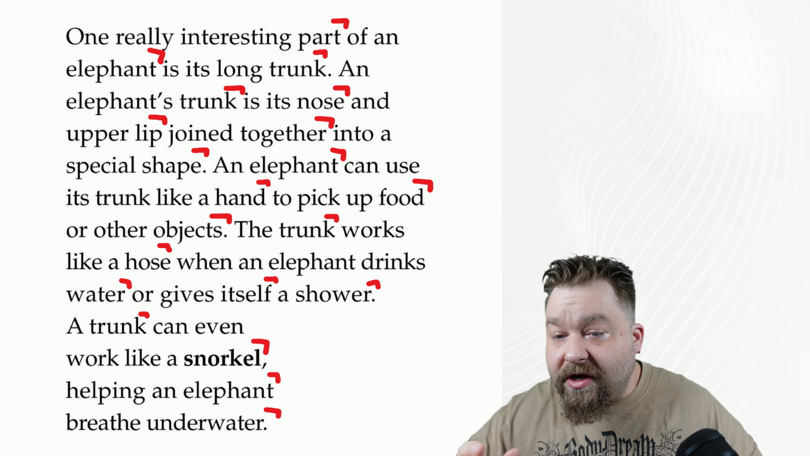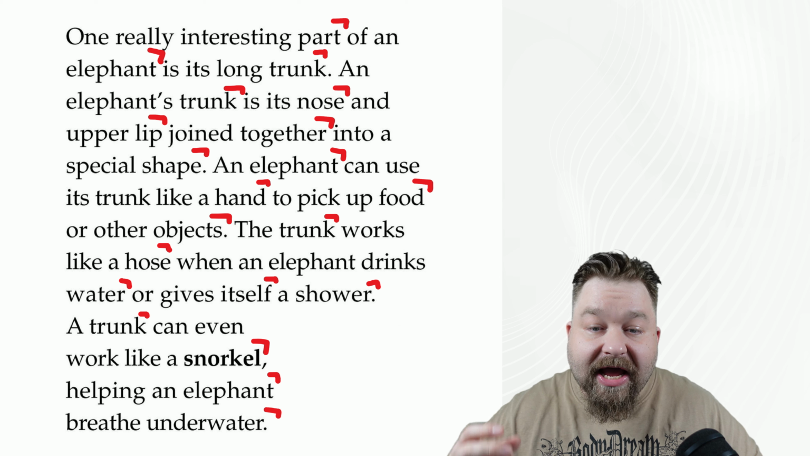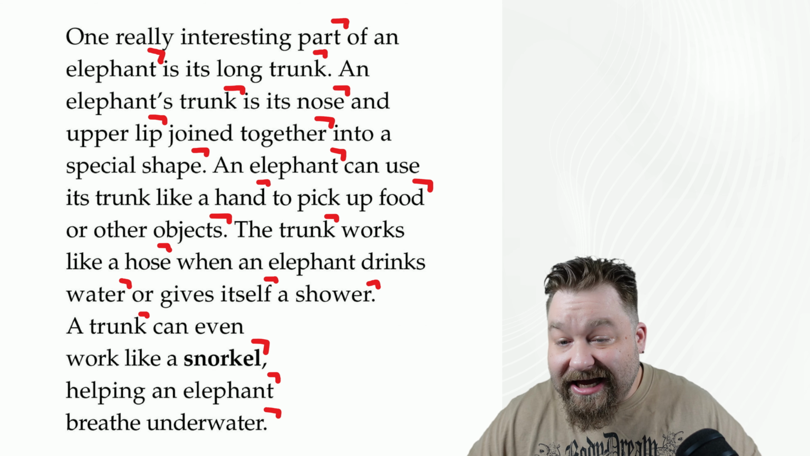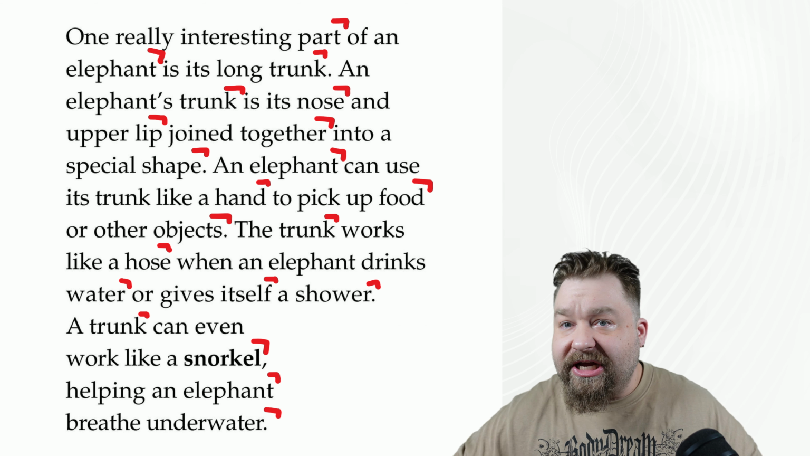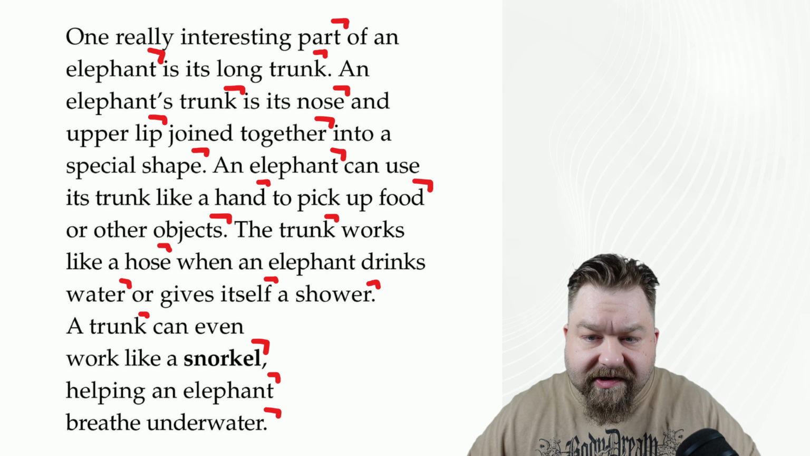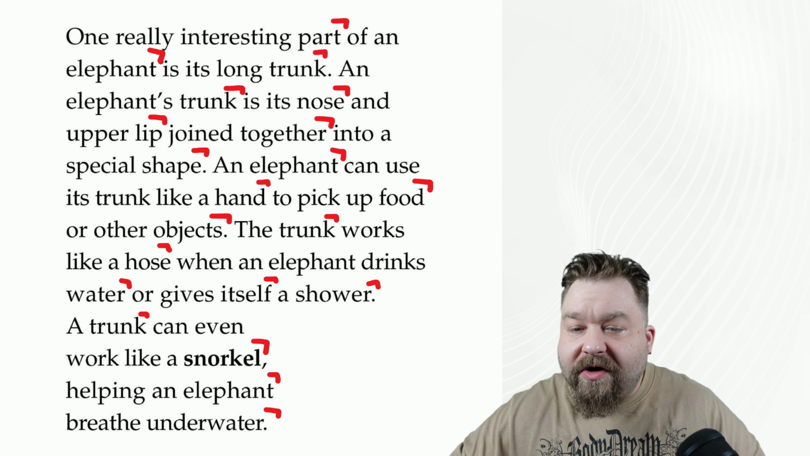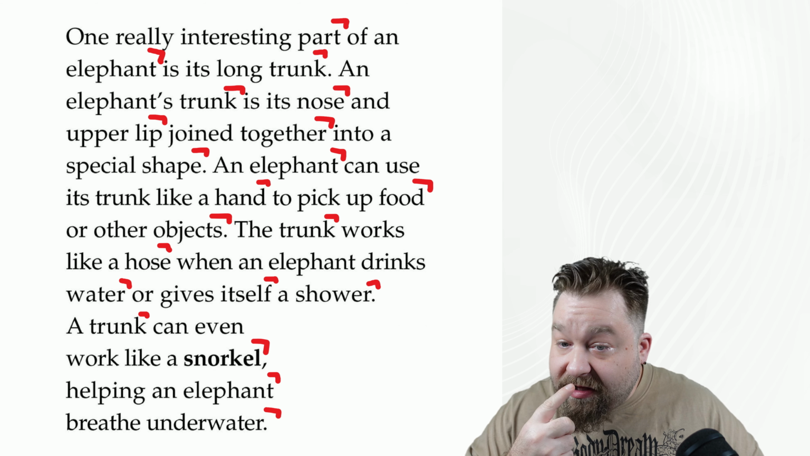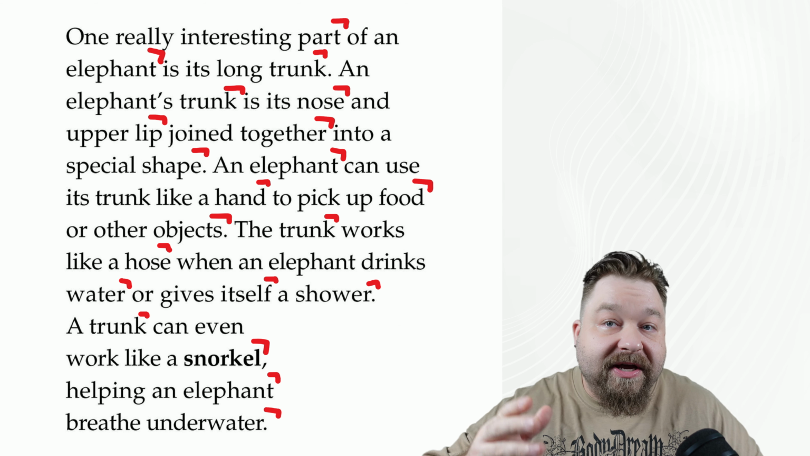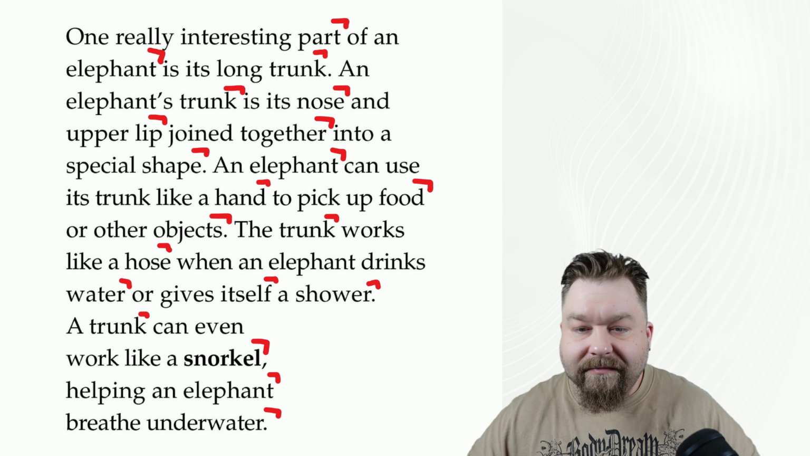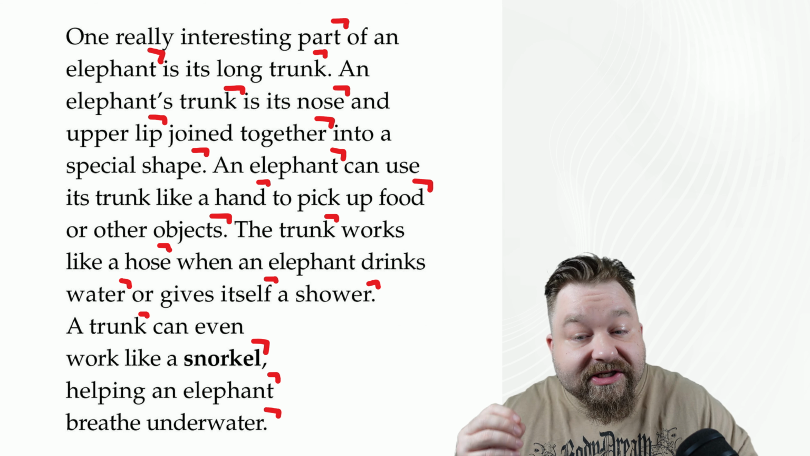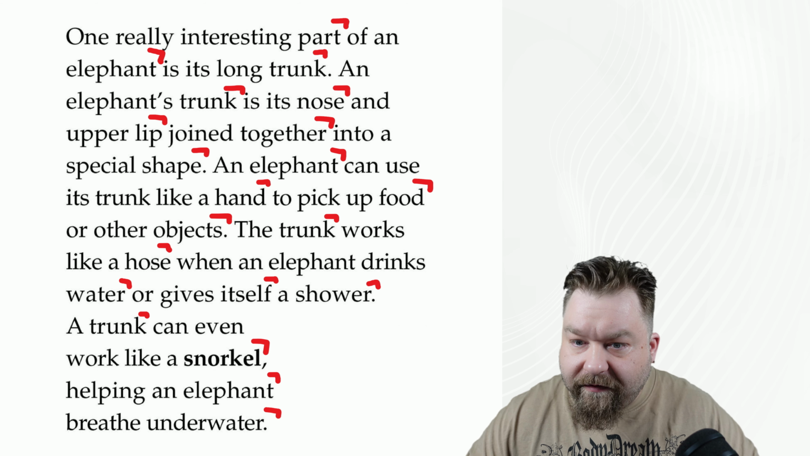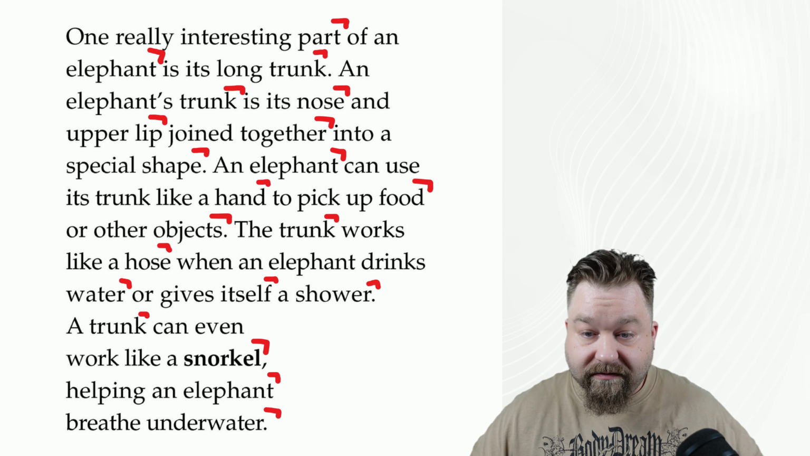An elephant's trunk is its nose and upper lip joined together into a special shape. Let's do that one more time. An elephant's trunk is its nose and upper lip joined together into a special shape. An elephant can use its trunk like a hand to pick up food or other objects.